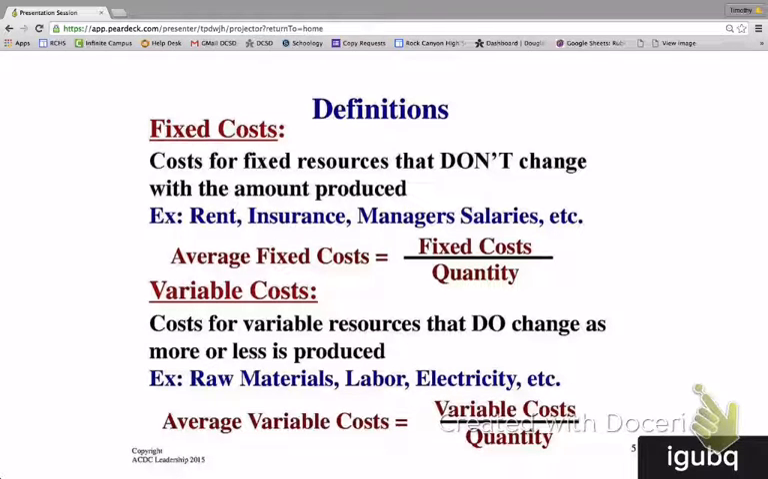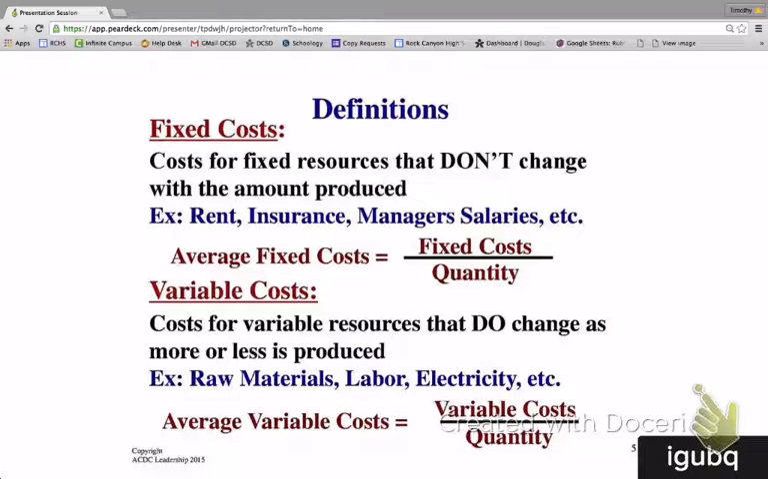When it comes to variable costs, these are costs that do change with the quantity of a good that is produced. So if we produce more of something, we buy more of these items and we pay more. If we produce less of something, we buy less of them. So examples would be raw materials that go into the good or service that we're producing. Labor, we may have to hire more workers to produce something. Electricity, if we're producing more, we use more electricity, and we have to pay more for it.